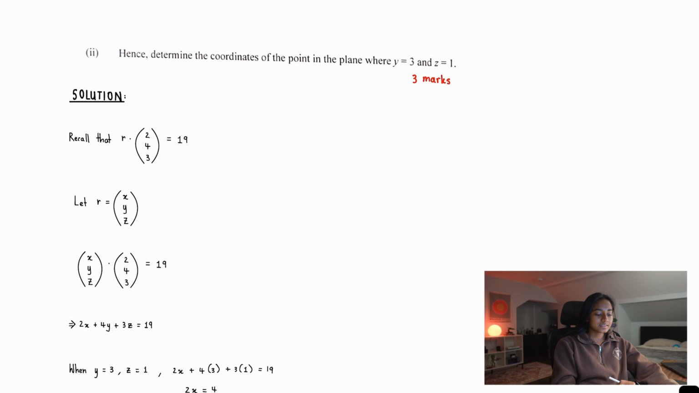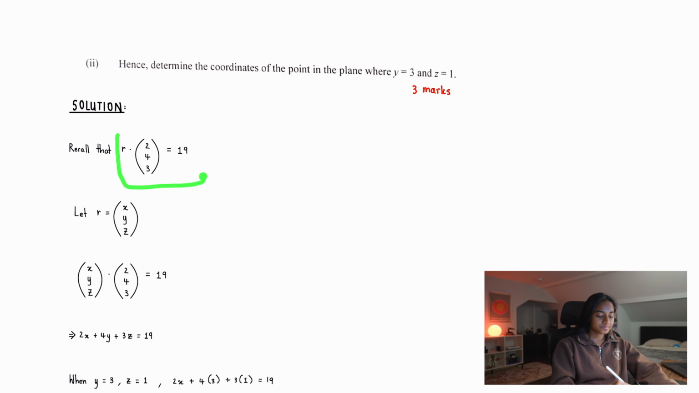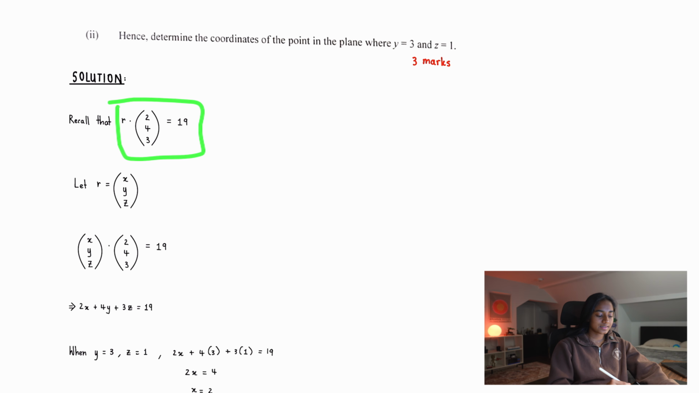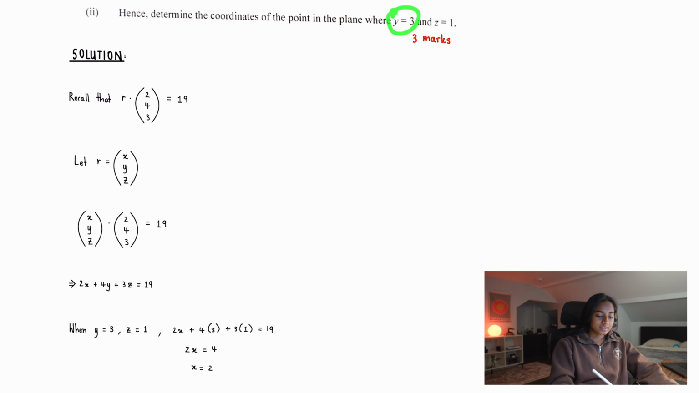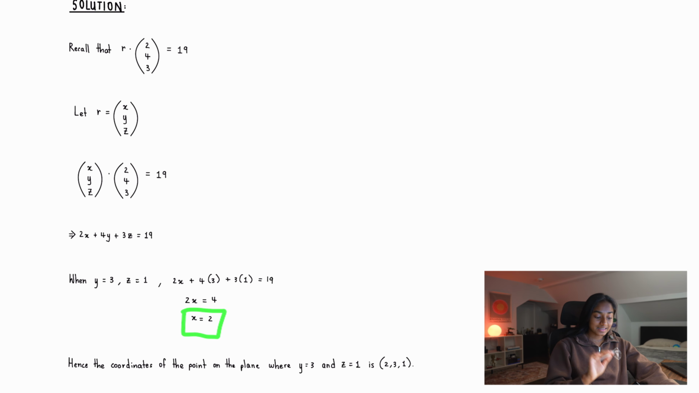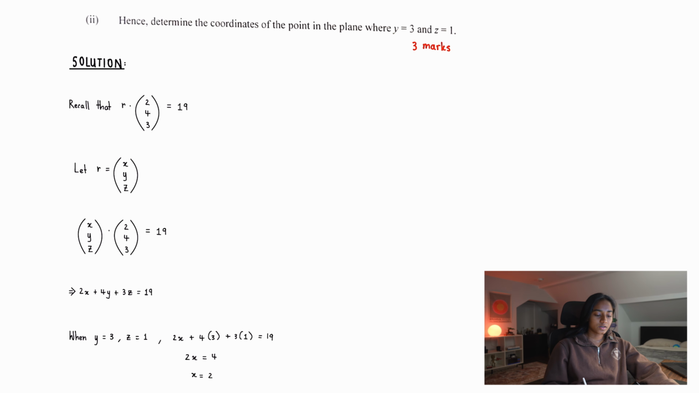Part 2, hence determine the coordinates of the point in the plane where y is 3 and z is 1. So we're recalling this, which we found. We're letting r be equal to x, y, and z. When we do that, we simplify. So when y is 3 and z is 1, we get x to be 2. Again, so simple. Hence, the coordinate would be 2, 3, 1.